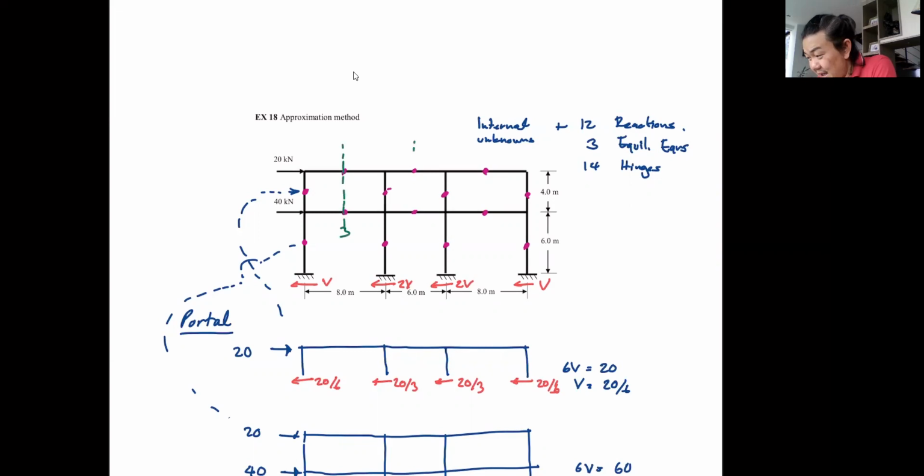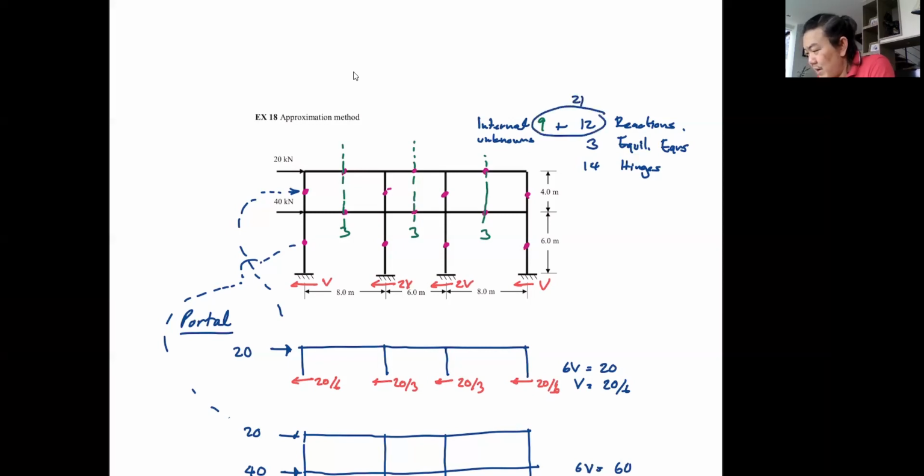And then you cut another free body diagram here. You know all the reactions you have. You can solve 3 more, but you have 3 more unknowns. And likewise here 3. So internal unknowns are actually 9. So plus 12, in fact, the total of unknowns is 21.